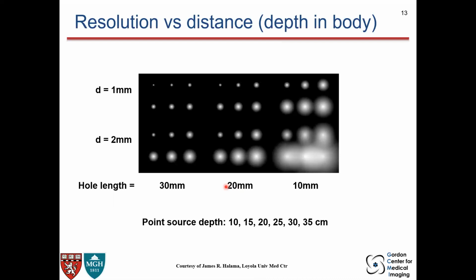So again, these are all compromises that you have to take into account: what type of collimator you should be using, depending on the patient size, and also the energy of the gamma ray, depending on the imaging protocol.